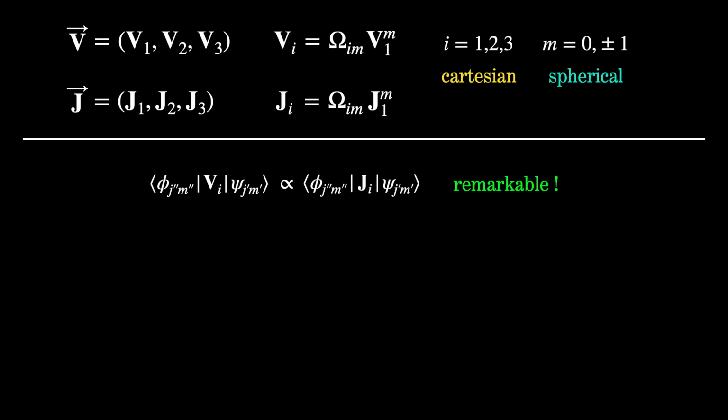This is a remarkable result because there are literally an infinite number of vector operators, and they are all proportional to this particular vector J. This general result will prove useful in future chapters. There's one more thing to say about this result. It is not difficult to see that the quantum number j for both states in this matrix element must be equal.